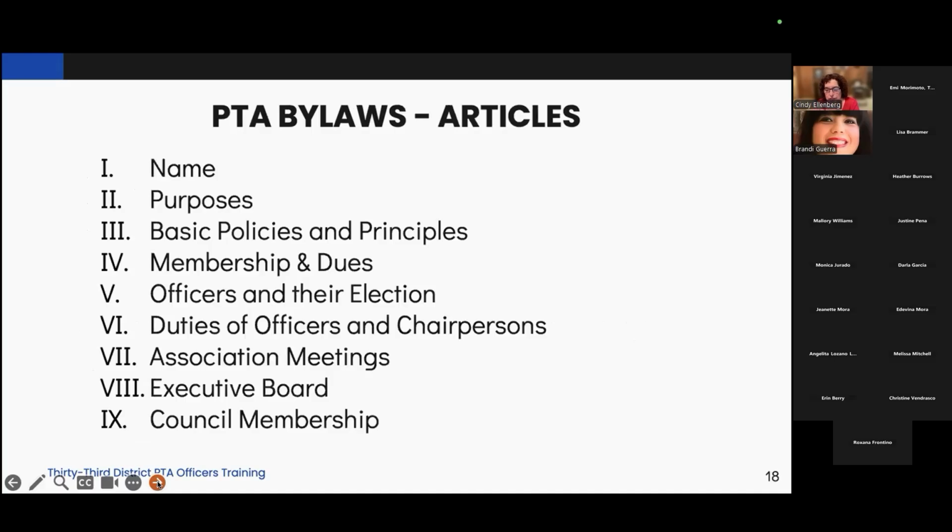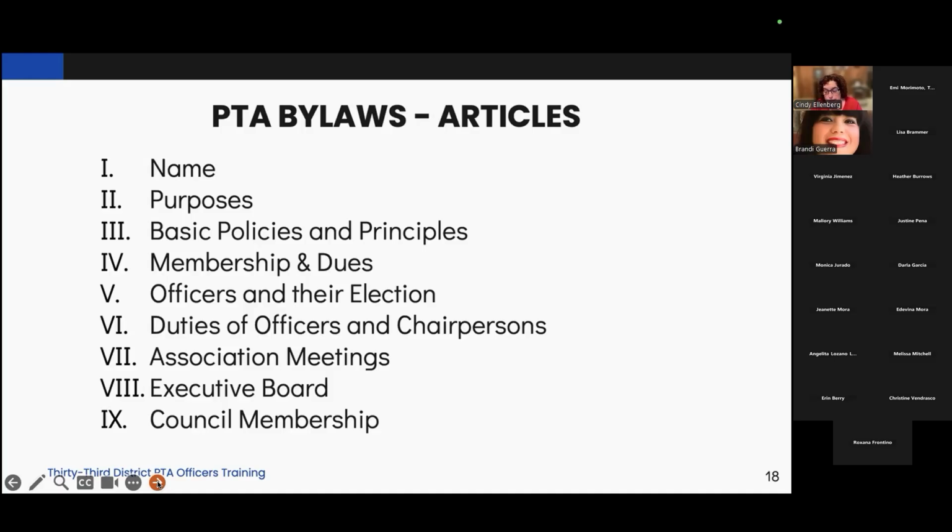So what's in your bylaws? The cover of the bylaws has your national ID number, your state PTA ID number, your school name, your PTA name, your address, the grades that are covered, and your organization date for your association. Article 1 basically just lists out what the name of your association is, what the council name is, if you're in council, and the district name. Article 2 is something that should be read and become familiar with because it's the purposes of national and state PTA at a high level. Very important information that we need to uphold.